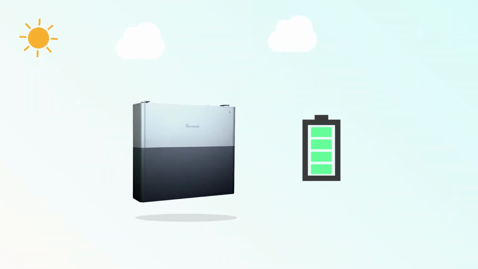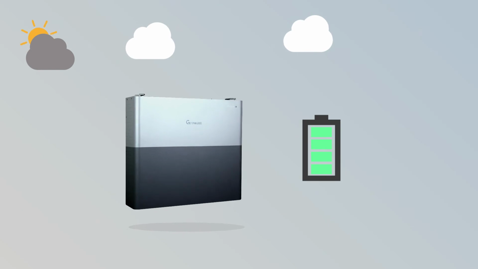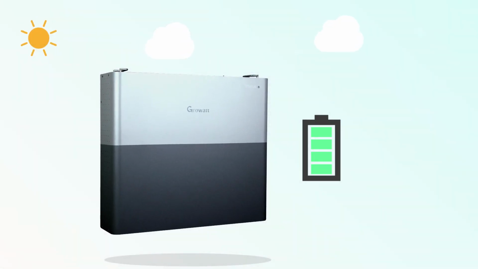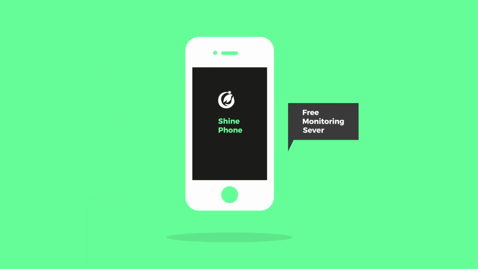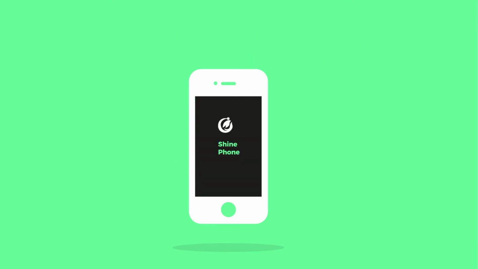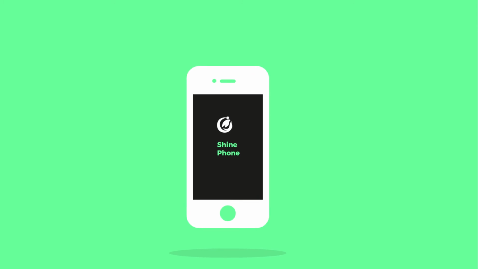When it's cloudy or nighttime, the AC charging function maintains and expands the life of your battery and prevents battery sleeping in the winter. You'll also benefit from our free monitoring server and online customer service via the ShinePhone app. Remote monitoring is an optional extra, but we will include this free of charge. Monitor your system from your smartphone, tablet, or desktop.